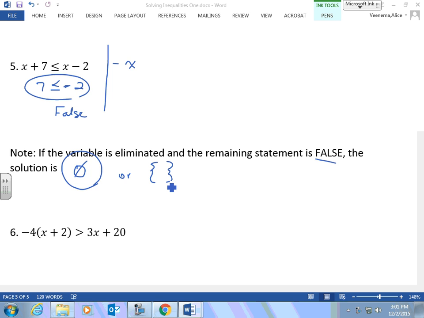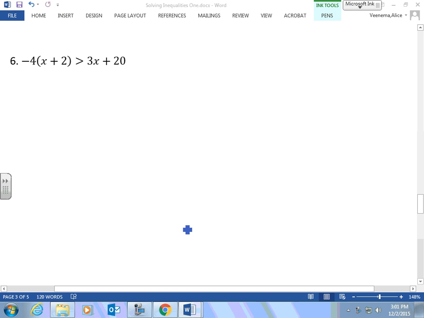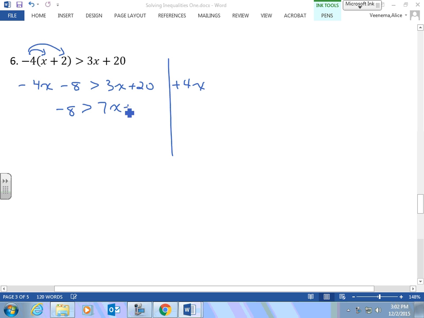All right, let's take a look at this next question. And again, there's some brackets to multiply through here. Let's work through those steps carefully. And there's just a little something I want to show you at the end of this one. So when I multiply through the brackets, I'll get negative 4x minus 8 is greater than 3x plus 20. So let's add 4x to both sides. And that way I'm getting rid of that negative 4x there. So then I'll have negative 8 is greater than 7x plus 20.